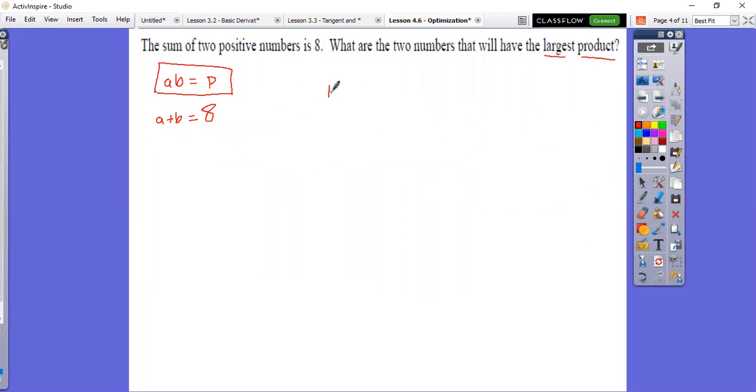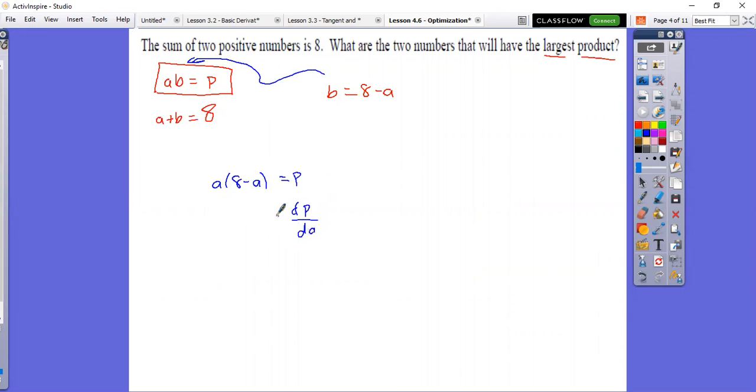So I'm going to solve this for one of the variables. So I've got B equals 8 minus A. So now I'm going to take that and substitute back into the product formula. All right, so I'm going to substitute in here, and then I'm going to differentiate this. This is A times 8 minus A equals P.